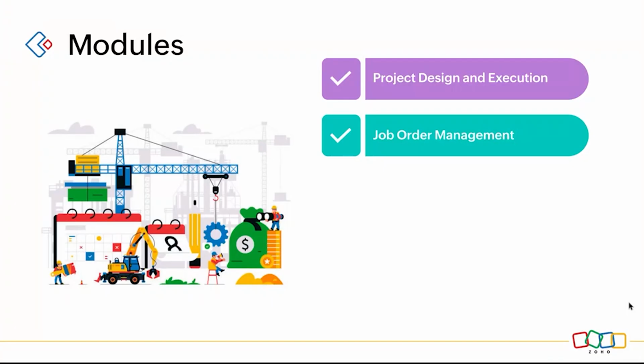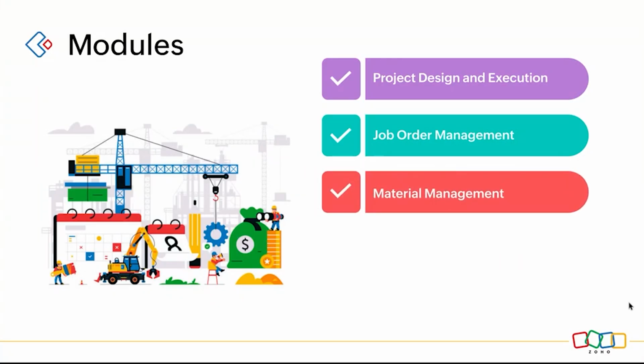Job order management is nothing but, if I take a single project, there will be many jobs that need to be done. For example, it can be site preparation, or flooring, or plumbing. There will be so many minute job orders that need to be done. So we will have a separate module to track all the job orders that will be linked with the project that we have initiated. So that will be our second module.